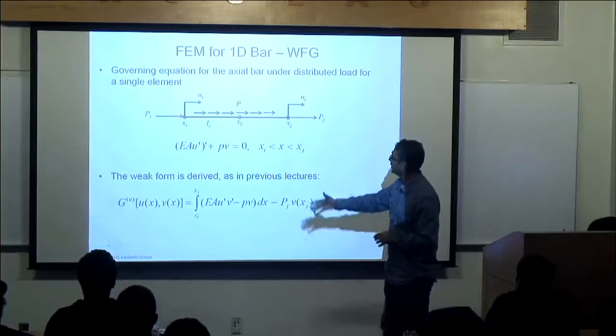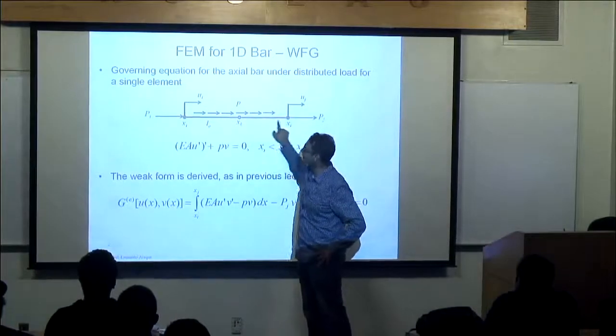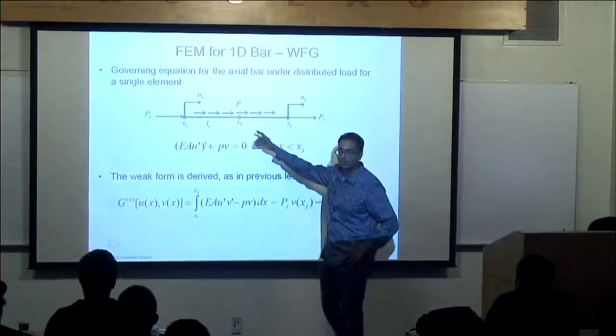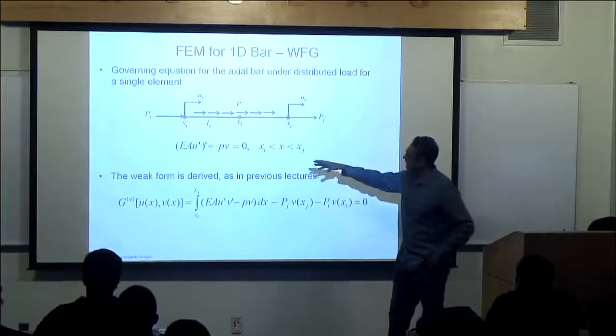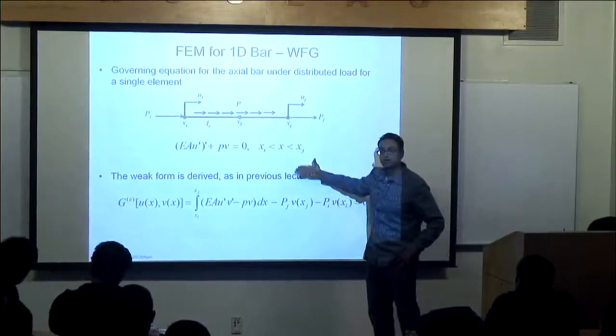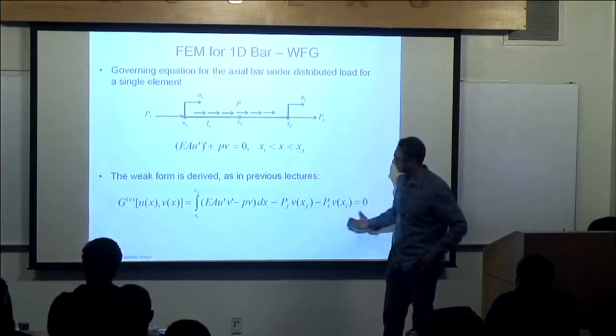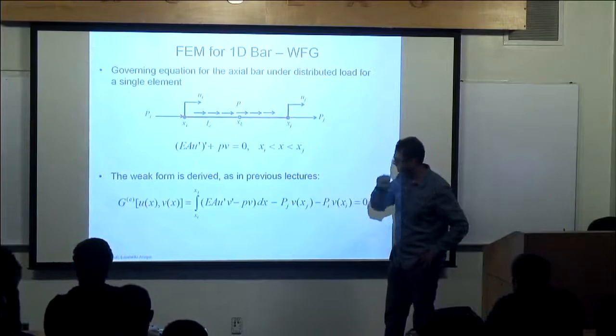I have the element, but now I have a middle node, or that node could be somewhere in between. I just put it in the middle for now, but it's xk, it's general enough. And I have my governing equation. I derive the weak form. Everybody here knows how to derive the weak form for this particular problem.